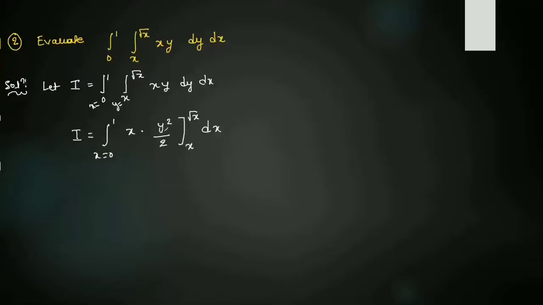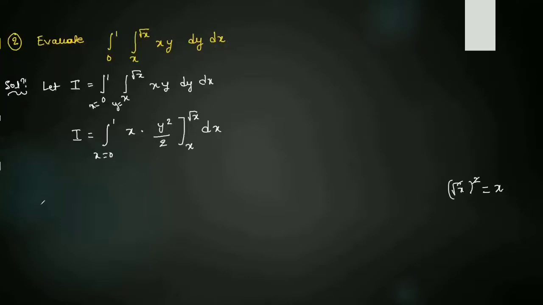Now, in place of y, we have to substitute root x. And in place of y, we have to substitute x. So I will show you here. If I substitute root x in place of y, it will be root x the whole square, which will get cancelled, x. Root x the whole square will be x. So the first term is x.